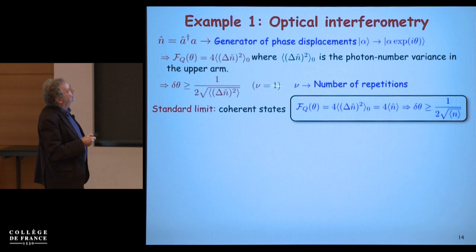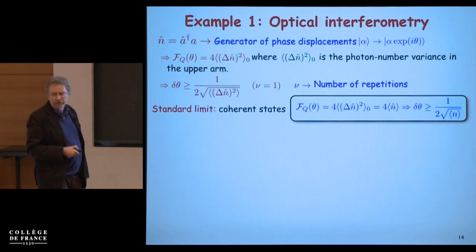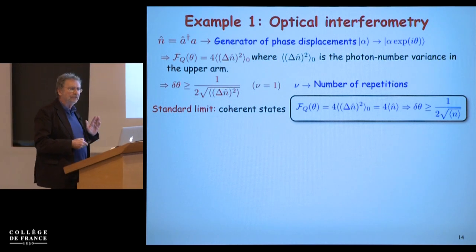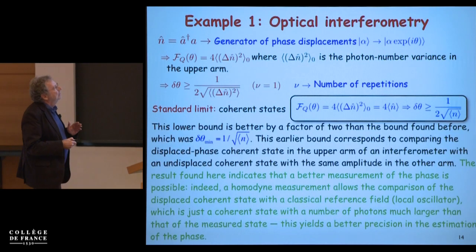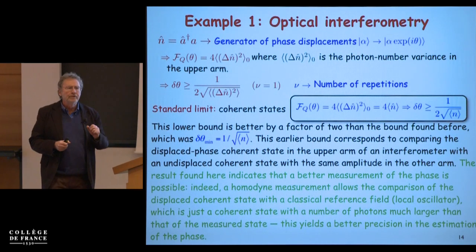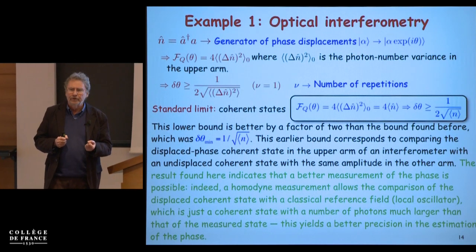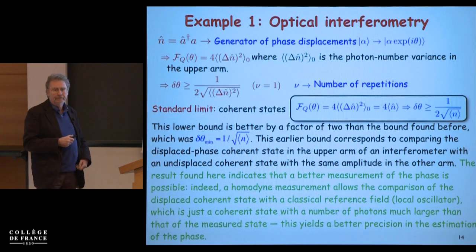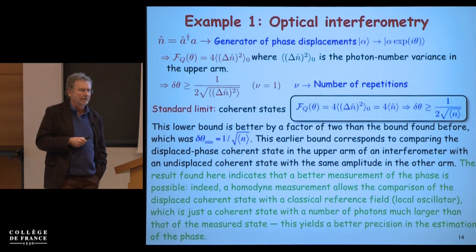And from this expression and this one, we get that the uncertainty in the estimation of the phase is bounded below by this expression here. So again, we have a standard limit kind of scaling. However, you remember that in the first lecture, we calculated this bound for the coherent state, for an interferometer, and we showed that it was bounded below by 1 over square root of the average number of photons. So we have an extra factor of 2 here, which did not show up there.